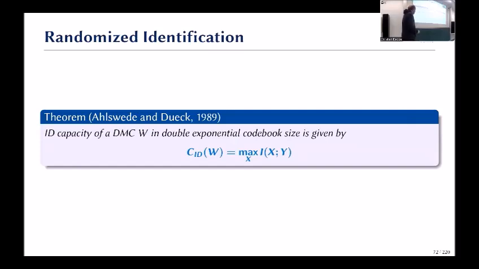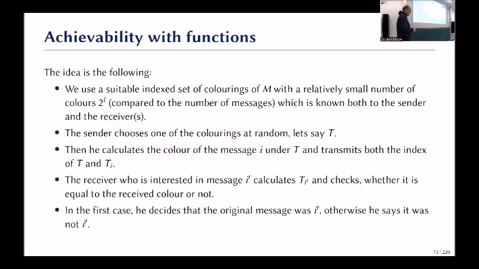What was very surprising at first for Ahlswede and Dueck, was that the capacity is the same. But you see, you have another scaling here. So now we have double exponential code book size. Instead of looking at 2 to the n R, they looked at 2 to the 2 to the n R. And then they found out that what we also get here is the Shannon capacity. How can we achieve this? How can we achieve this big win?